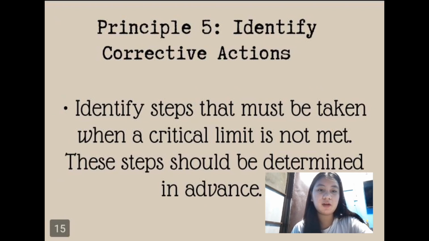Principle number 5, identify corrective actions. Identify steps that must be taken when a critical limit is not met.